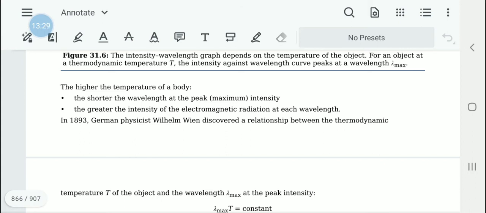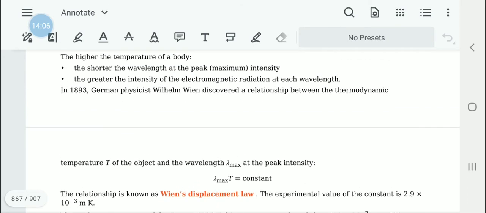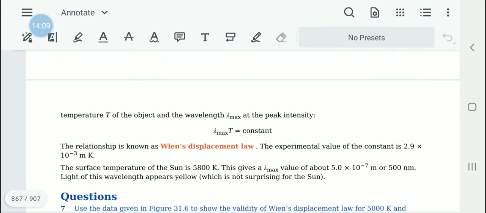The deductions that can be made are: when the temperature of a body is higher, the wavelength would be the shortest at the peak or the maximum intensity. Then the intensity of the electromagnetic radiation at each wavelength is greater. That is, when the temperature is higher, for each wavelength, there would be greater intensity of electromagnetic radiation.